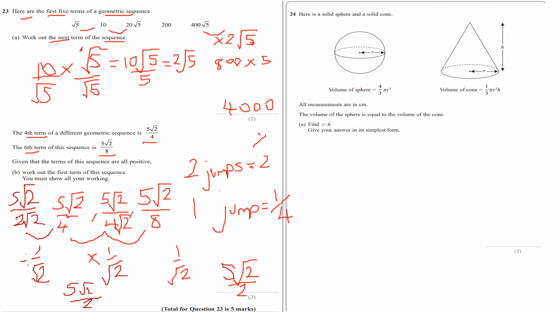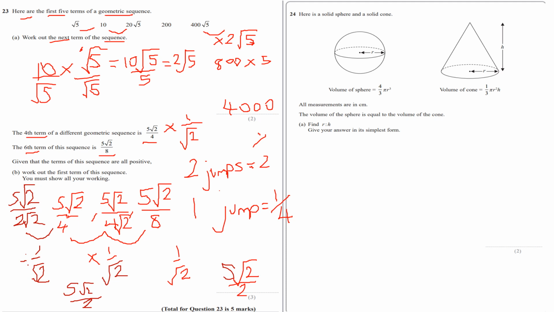But the scale factor multiplier, the common ratio, I'm multiplying by 1 over root 2. Now that's not very obvious here, because it's geometric, so I'm essentially square rooting this rather than dividing it by 2. So I get 1 over root 2. So that is my common ratio.